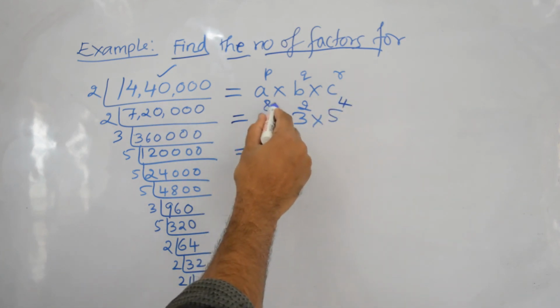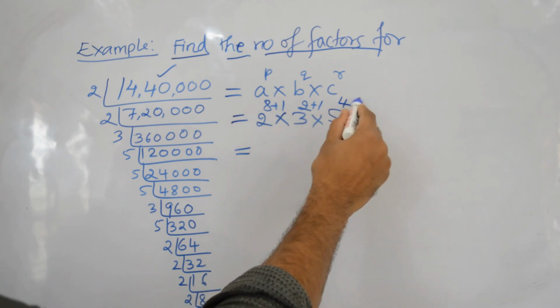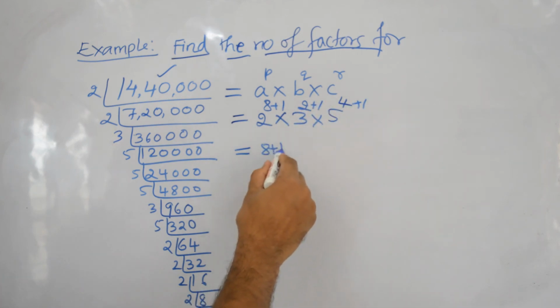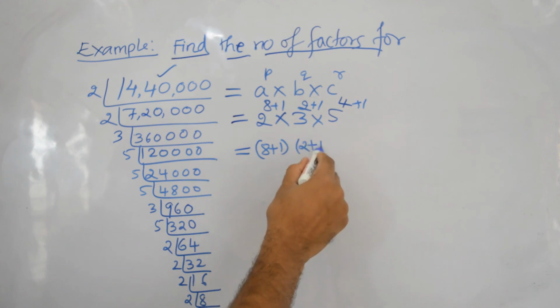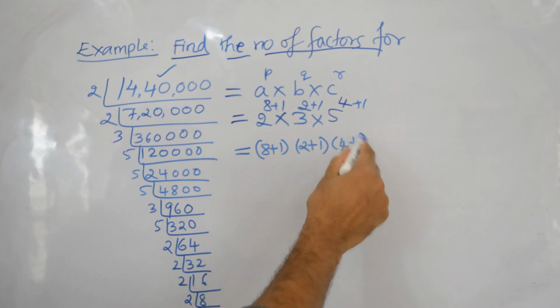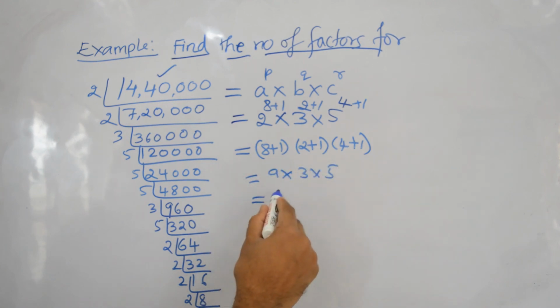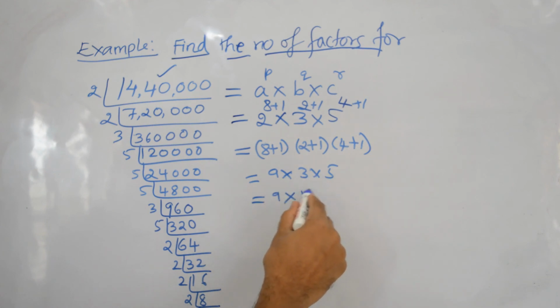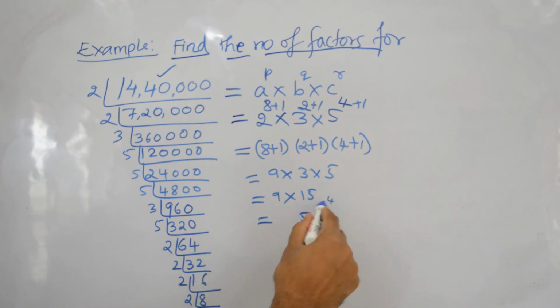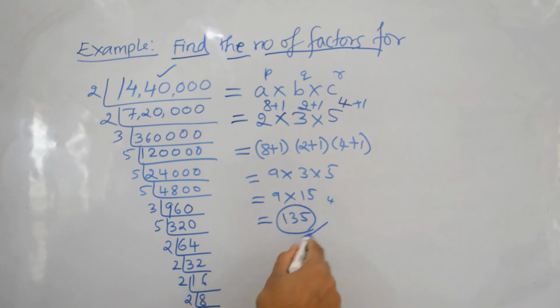Then we add 1 to their respective powers and multiply them: 8 plus 1 into 2 plus 1 into 4 plus 1, equals 9 into 3 into 5, that is 9 into 15. So there are 135 factors for the given number 14,40,000, and here 135 is odd. So if there is an odd number of factors, the given number will be a perfect square.